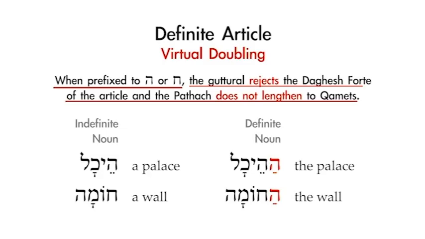Here we have the Hebrew word for palace, heichal. When we add the definite article to it, we want to add the he, the pathach, and the Dagesh Forte. Well, he is a guttural consonant. It rejects the Dagesh Forte, but he and chet do cause virtual doubling. There's no doubling at all. There's no lengthening of the vowel, so they just call this virtual doubling or virtually no doubling. Let me show you what I mean by that at the whiteboard again. Here we have our noun heichal.